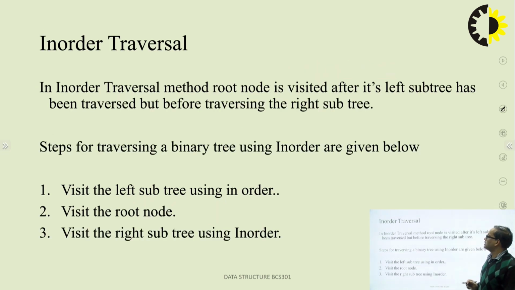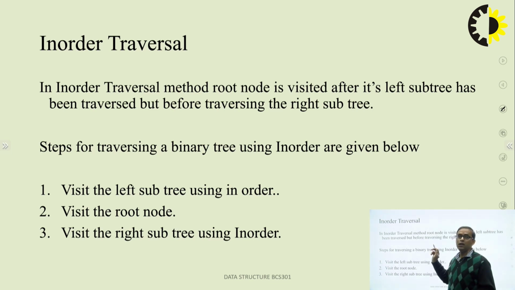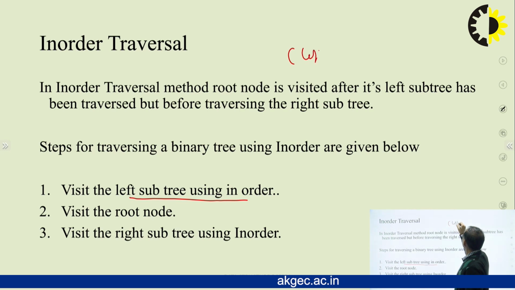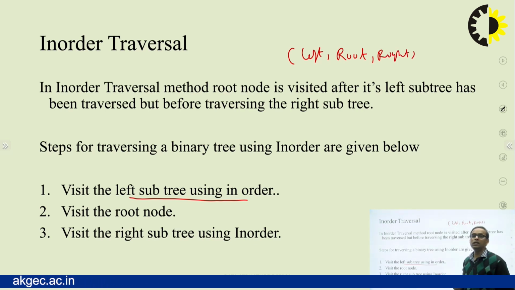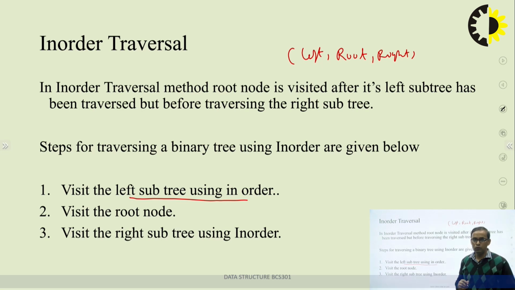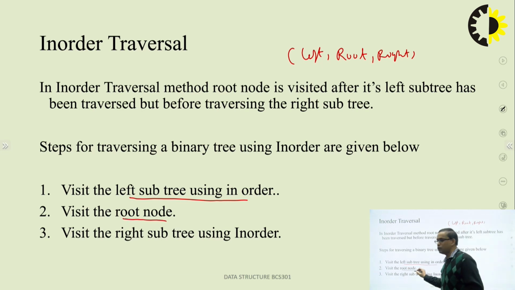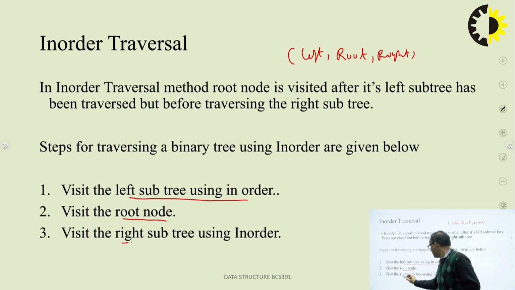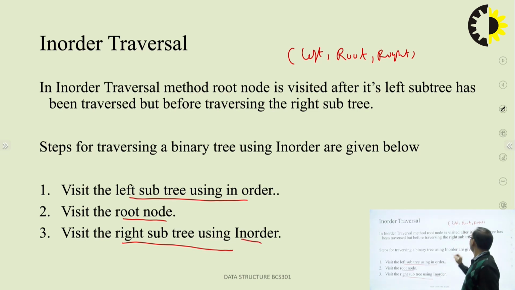Okay. Next is the in-order traversal. In the in-order traversal method, at first we will visit the left subtree using in-order. For this, the basic rule is left, root and right. So first we will completely visit the left subtree of a particular node. After that, we will visit that node or root. And once the root is visited, after that we will visit the right subtree again using in-order. It means again following this rule.